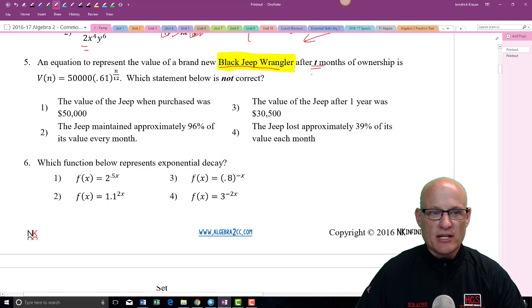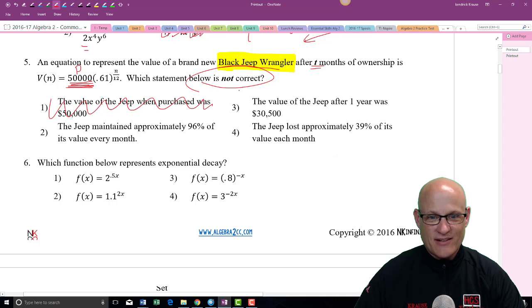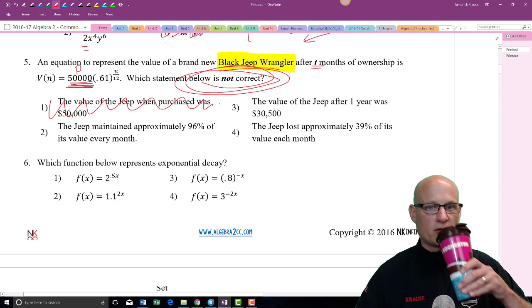Here we go. T months of ownership. So clearly my car started out, remember this is always the principal or starting amount. The value of the Jeep when it was purchased was $50,000. Whoa, why am I crossing that off? Because of course they asked the word not.